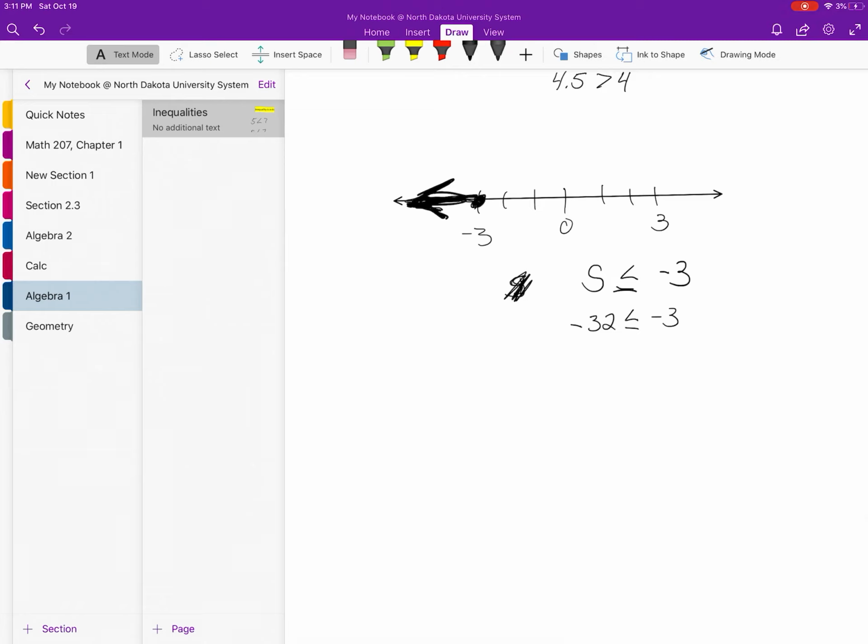Okay, so let's look at how we would write an inequality from words. If I were to say to you that we need some number less than or equal to 5, we would say what? Some number less than or equal to 5. Let's say t less than or equal to 5.